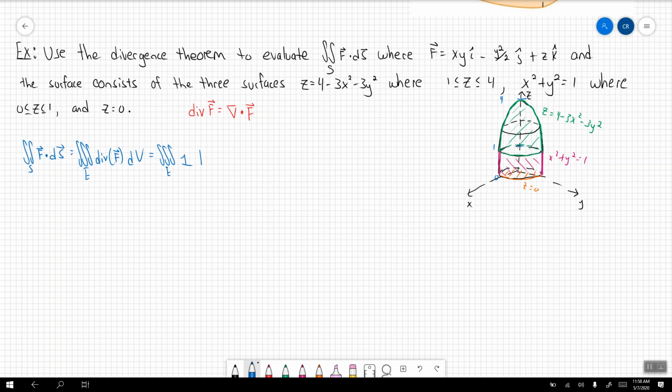Alright, just like this. And I'm going to integrate that divergence with respect to the volume over that region. So what I then have to do is figure out how I want to triple integrate, or how do I want to set up a triple integral for that region.